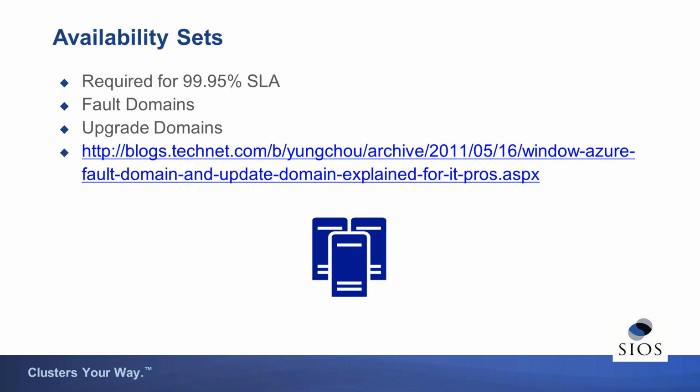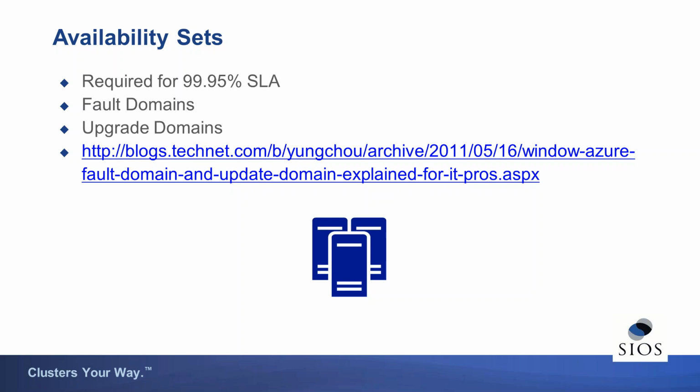And this link that you see here goes into some great detail about what fault domains and upgrade domains are. But essentially, a fault domain you can think of as a rack of servers that has no single point of failure between another fault domain. So if you put your SQL Server resources in different fault domains, you can be sure that an unexpected failure should only impact one fault domain at a time.